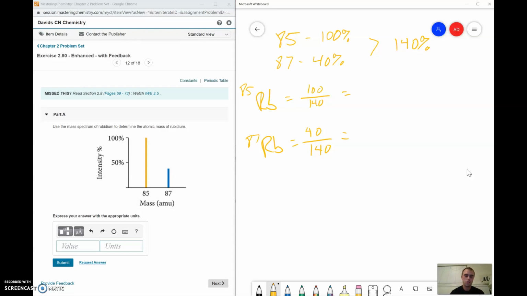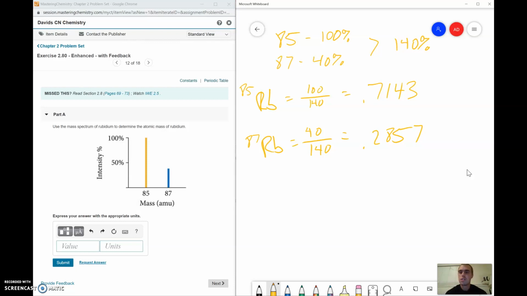Alright, so we can do this in our calculator real quick. We're going to take 100 divided by 140, and that's going to equal 0.7143. Then we're going to take 40 divided by 140, and that's going to give us 0.2857. When these two numbers are added up together, it should be about 100%, and it is for us.